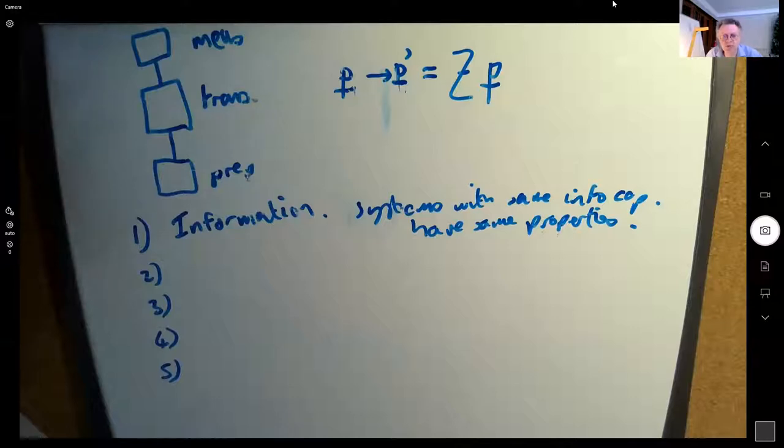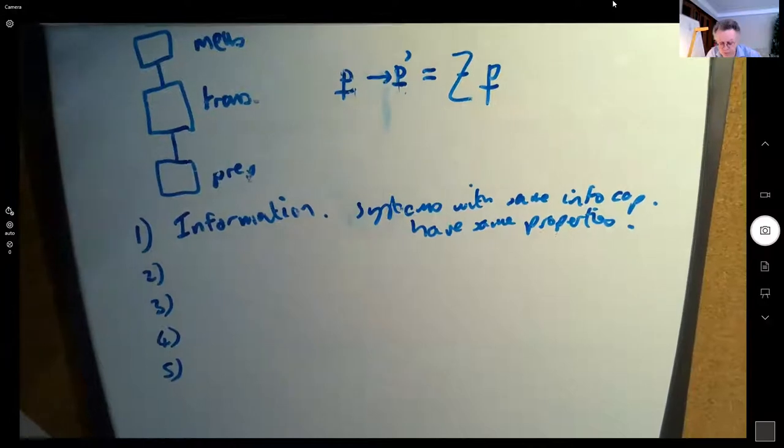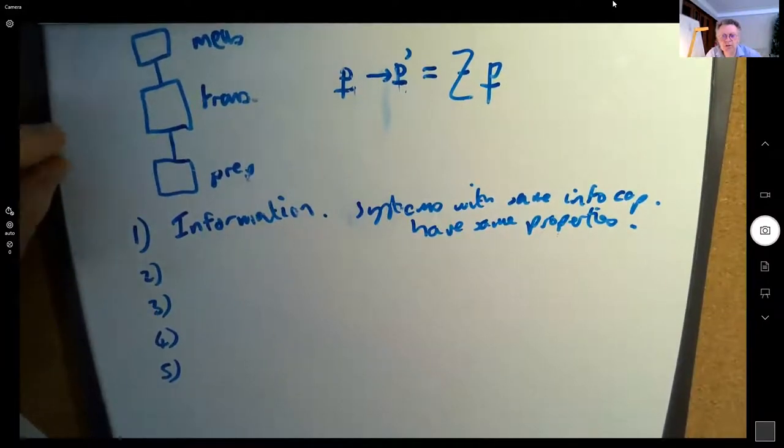The same is true in quantum theory. If you have two quantum systems which, for example, have an information carrying capacity of log 3, in other words they are three-dimensional Hilbert spaces, then those two systems have the same properties. They have the same Hilbert space, the same set of density matrices, the same set of possible transformations on them, the same positive operators with measurement outcomes. All of these properties are the same in the two cases. That seems like a very basic principle.